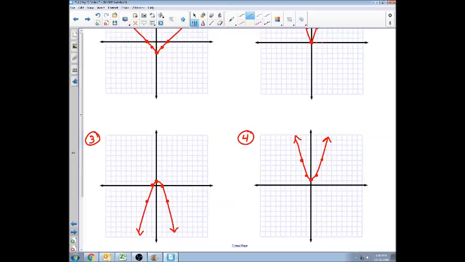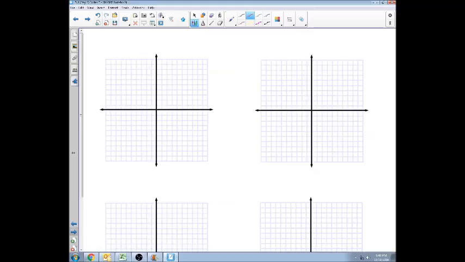Pretty simple graphing points, guys. All you have to do is go right to left with your x values, up and down with your y values. Okay? On to number 5. Now we have a linear graph. This needs to be a straight line.